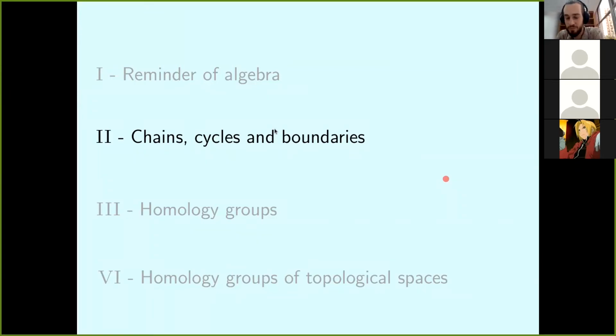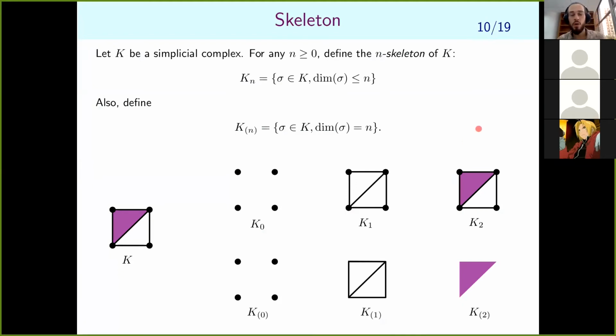Now we can define homology at last. We will define homology for simplicial complexes. And I define here a useful notion that is called skeleton. Consider a simplicial complex, K. For instance, here I drew this one. Remember that a simplicial complex simply is a collection of 0 simplices, the vertices, 1 simplices, the edges, 2 simplices, the triangles, and so on.